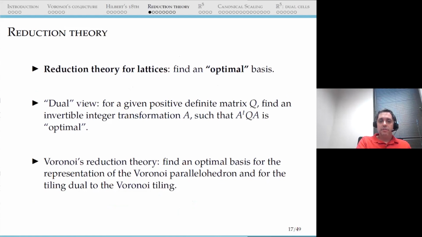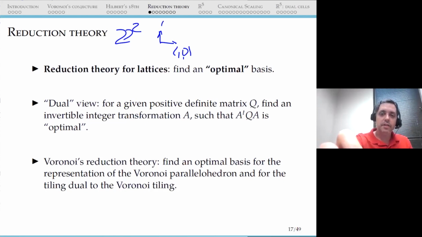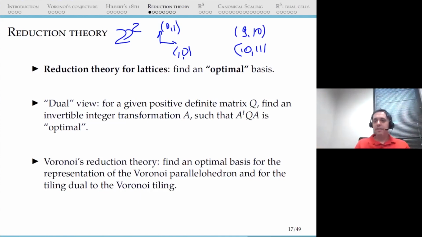And in general, reduction theory is a theory of finding an optimal basis for a lattice, right? So for example, if we have a 2-dimensional lattice, then of course there are many ways to find a basis. So one is the standard one, (1, 0) and (0, 1), and that's a very nice basis. However, we can find something very bad, right? So for example, a basis that consists of vectors (10, 11) and (9, 10). So this is also a basis, but much worse, because the vectors are pretty long, right? So the vectors are like that, and there is a very tiny angle between these two vectors.